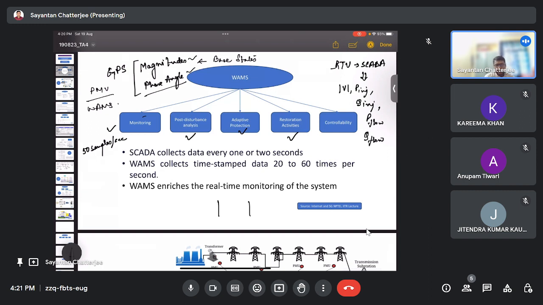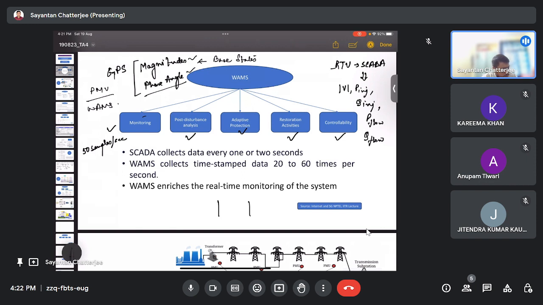And the restoration activities: if we have this huge amount of data, or if we can visualize the entire scenario, then the restoration activities would be easier, because it would be easier to pinpoint the fault location or the disturbance location. The operators would have a clear picture of what measures should be taken and where the action should be done, so as to execute faster restoration activities. And the controllability, it's a smarter control of this system.